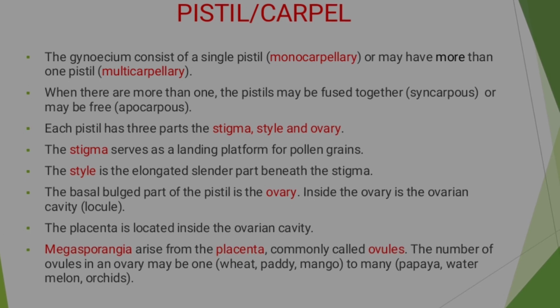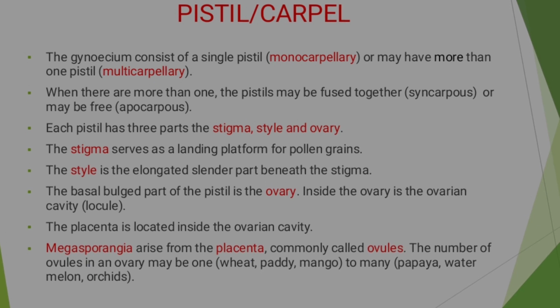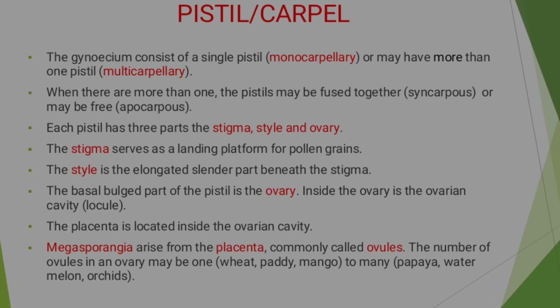Pistil or carpel. The gynoecium consists of a single pistil, that is monocarpellary, or may have more than one pistil, that is multicarpellary.